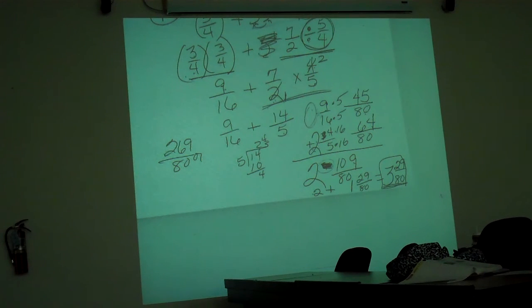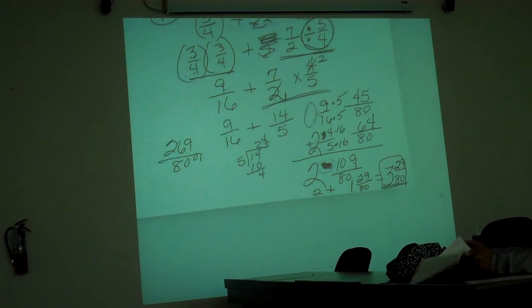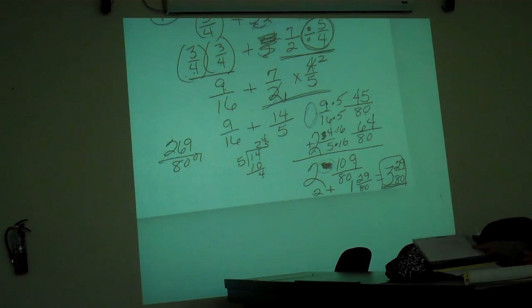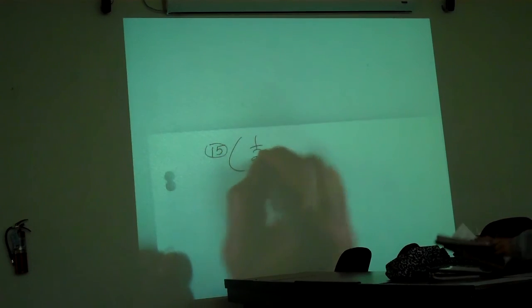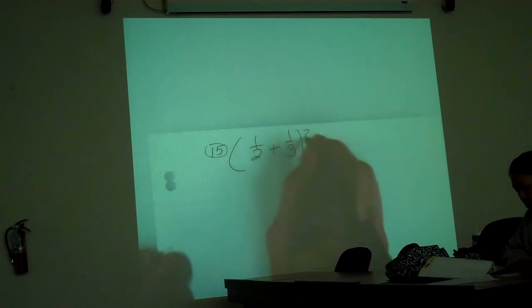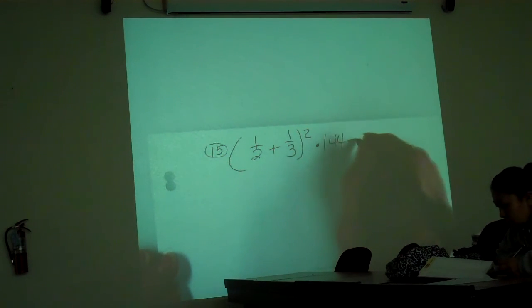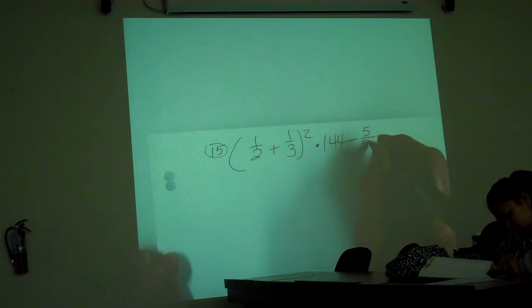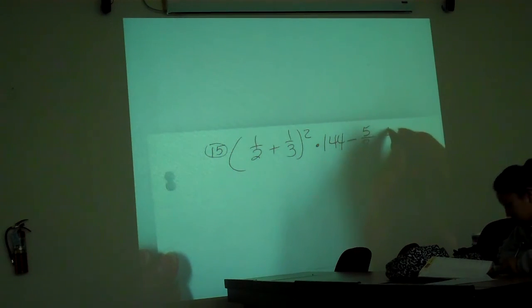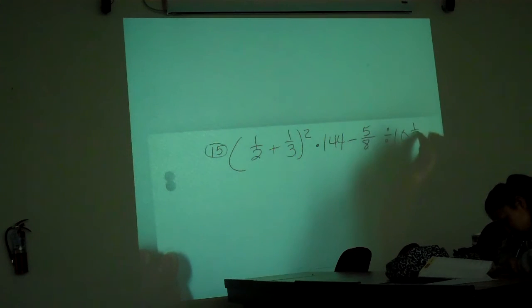Okay, let's do a more complicated one now. Number 15 or 16? We'll do 15 so you can see in the back of the book what the right answer should be. Number 15 out of the book is (1/2 plus 1/3) squared times 144 minus 5/8 divided by 10 and 1/2.